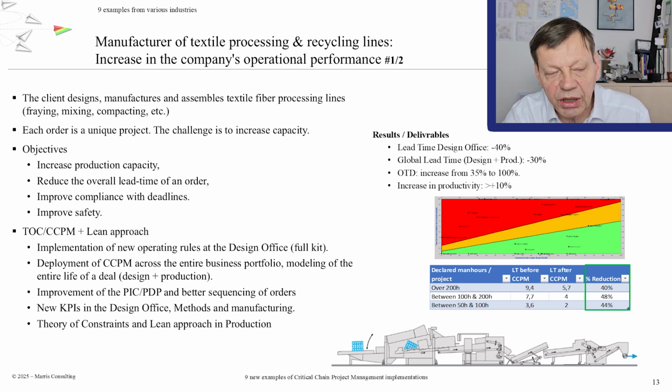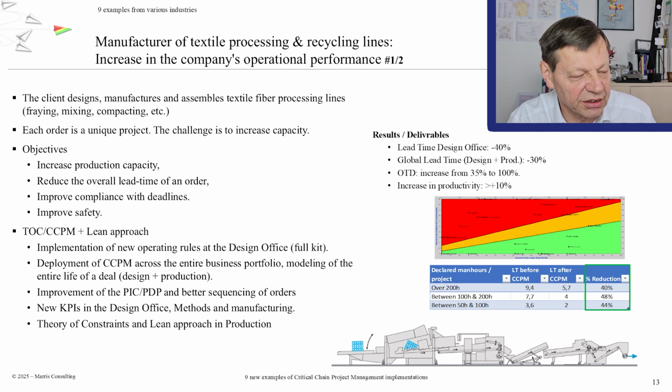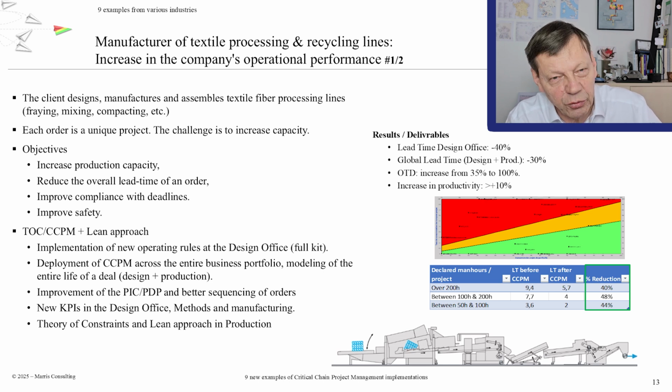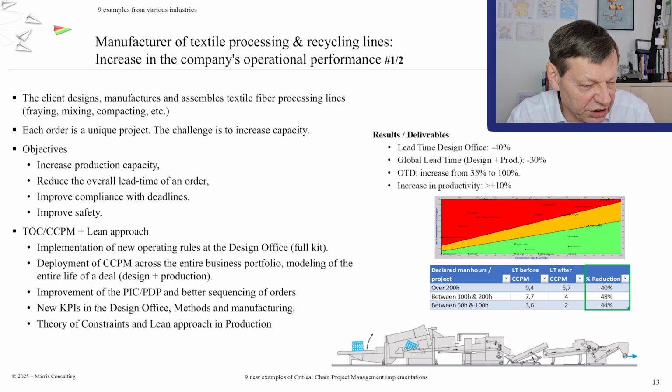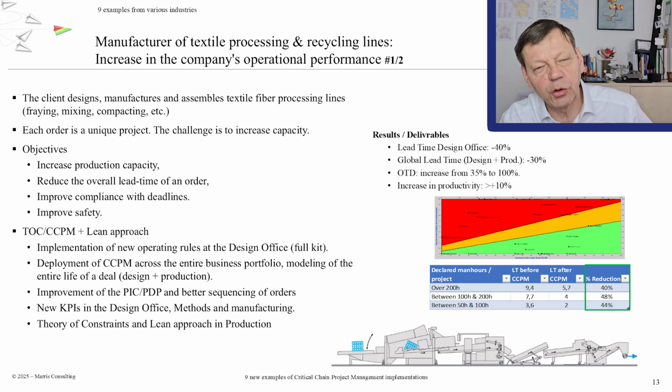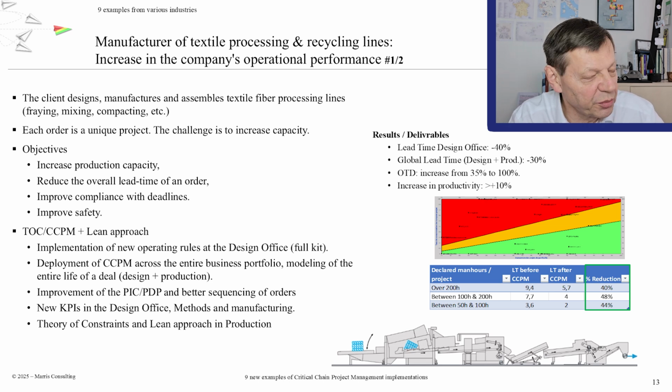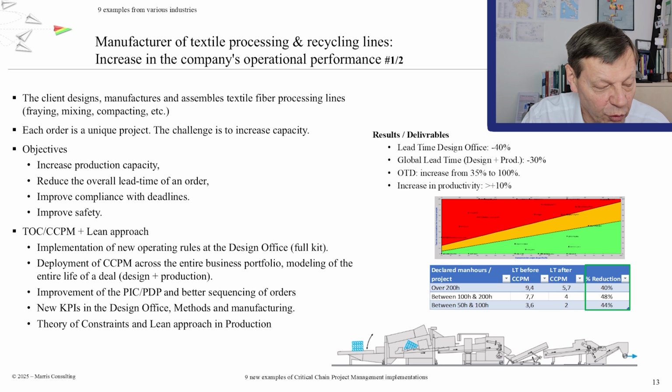So what did we do? We applied, and I'm going to do this 9 times here, the theory of constraints, critical chain, and lean, a cocktail of all that. We changed the operating rules of the design office, in particular making sure that they work to full kit. That's something which I'll repeat many times in this webinar. Make sure that you have the full information, all the components and information you need before you start. That's full kitting. It's absolutely key to go faster and get it right and improve quality and so forth.